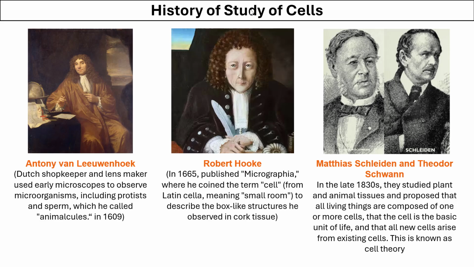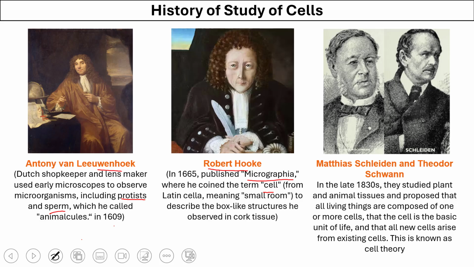Historically, several scientists have contributed to our understanding of what a cell is. For example, Anton van Leeuwenhoek. He was a Dutch lens maker who made a combination of lens and used it as a microscope to observe simple protists or sperms. Then we have Robert Hooke, who published his work in Micrographia, and he is the one who coined the term cell because he thought that the cell looked like small rooms of a jail.